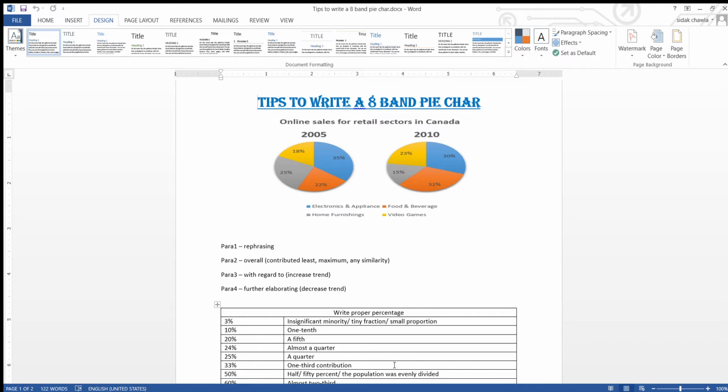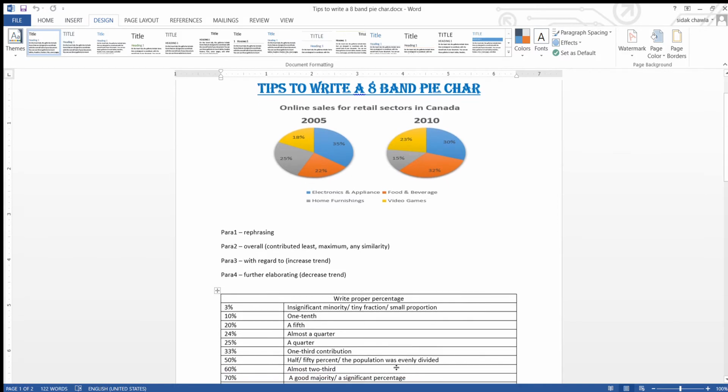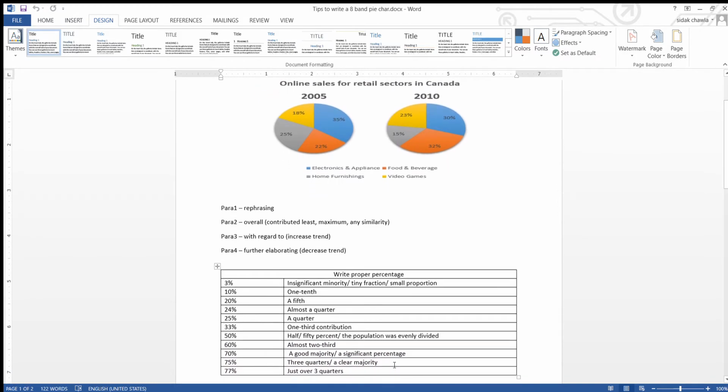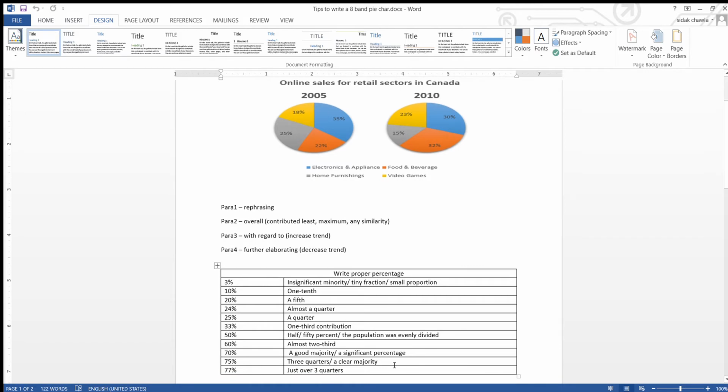I'm going to share with you some pro tips about how to score an 8 band in the pie chart. First, you know that you have to attempt Task 1 in 4 parts or 4 paragraphs. Para 1 is for rephrasing. Mold the line using synonyms, and para 2 is for an overall. Always try to start it with an overall, as in Task 1 we don't give a summary. So never write "to summarize" or "encapsulate" in that place.